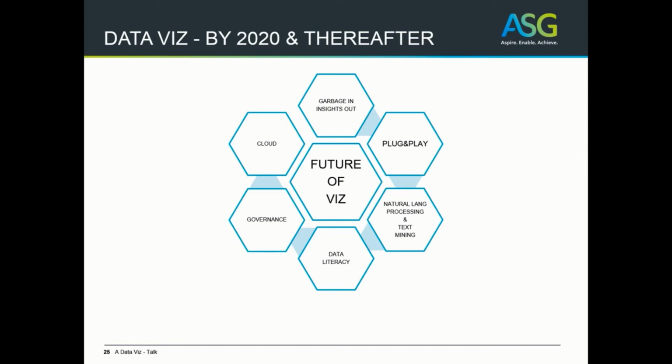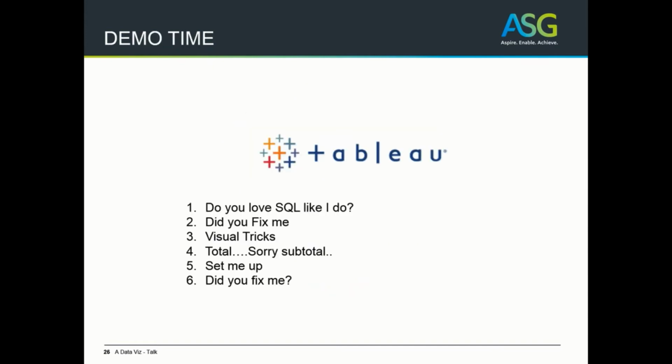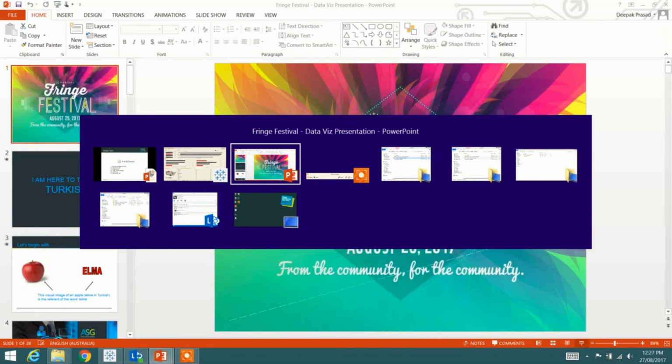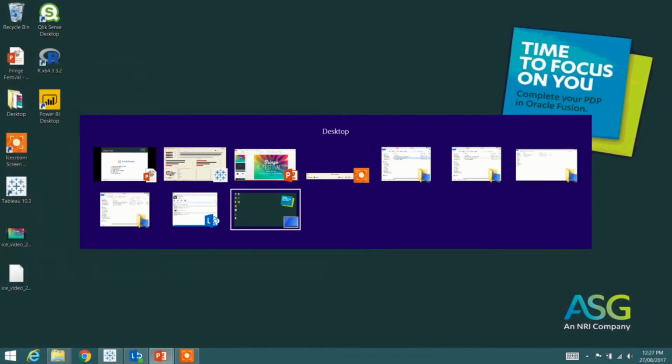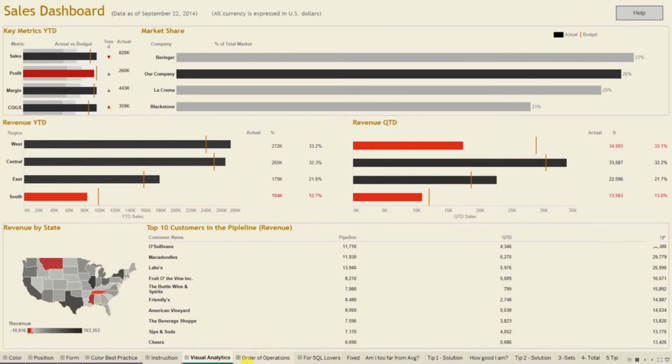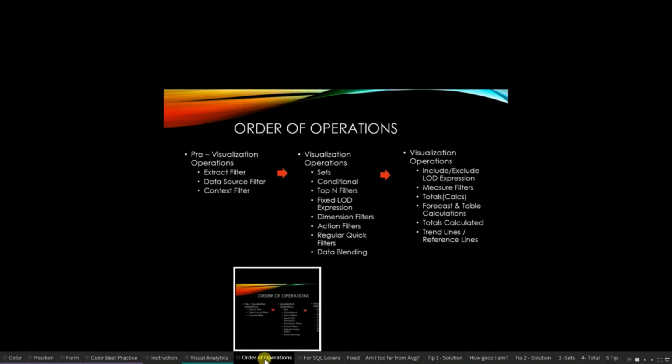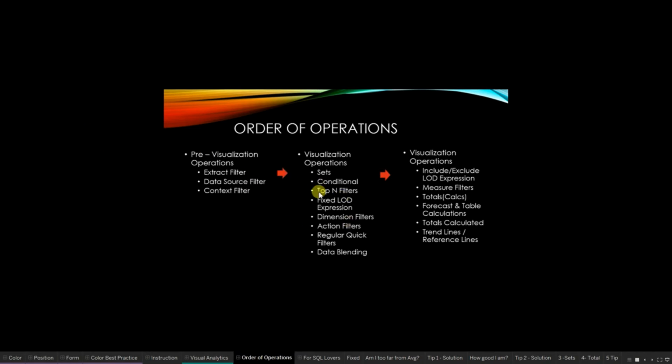Okay, now let's go to the interesting part. Tableau tips and tricks. Without wasting time, let's move to Tableau. So when it comes to Tableau tips and tricks, I'm going to concentrate more on the order of operations, how Tableau filters your data layer by layer. It starts with extract filter, then it moves to data source filter and context filter, and so on.